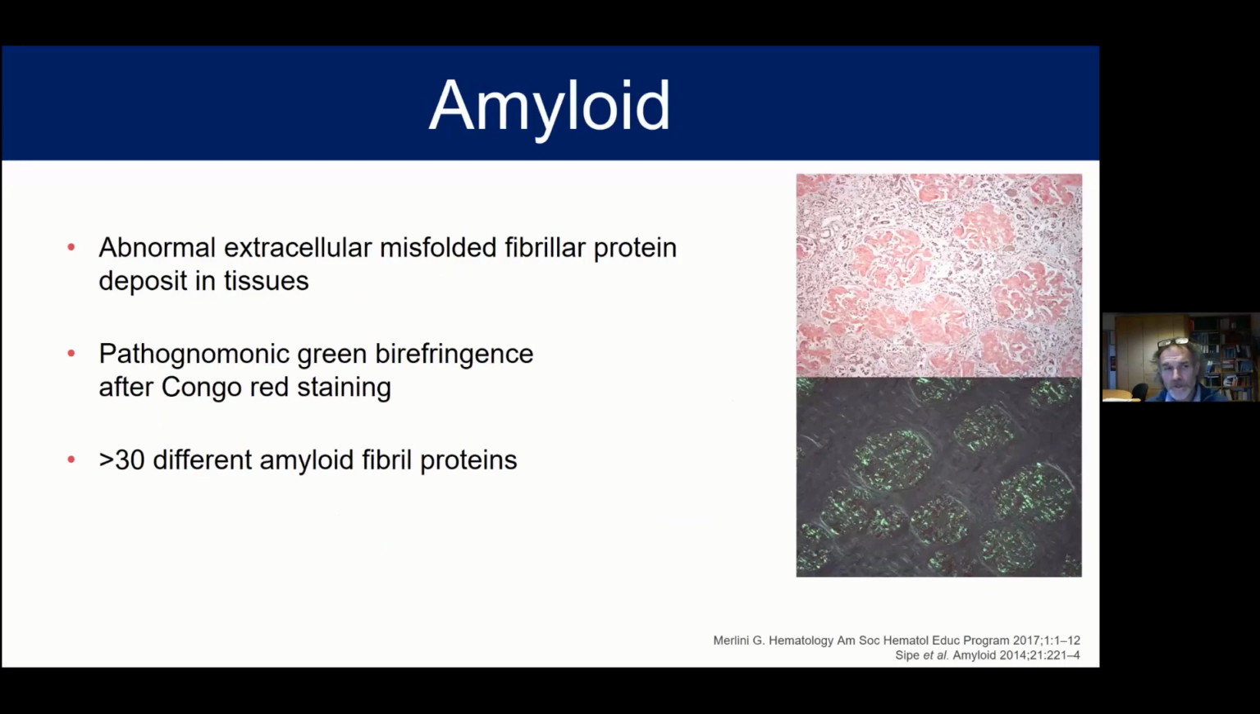So amyloid is an abnormal extracellular misfolded fibrillar protein deposit in the tissues, which is characterized by green birefringence when you stain that tissue with Congo red and view it under cross-polarized light. So you can see amyloid deposits here, stained with Congo red and viewed under cross-polarized light. And there are in fact more than 30 different proteins that form amyloid fibrils in vivo, and they form the basis for the classification of amyloidosis.